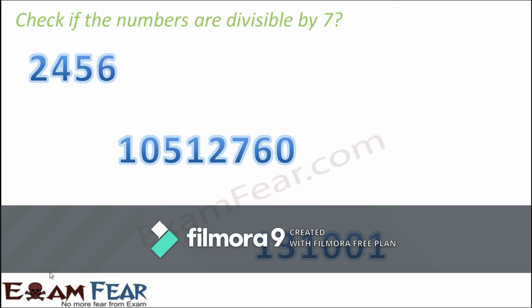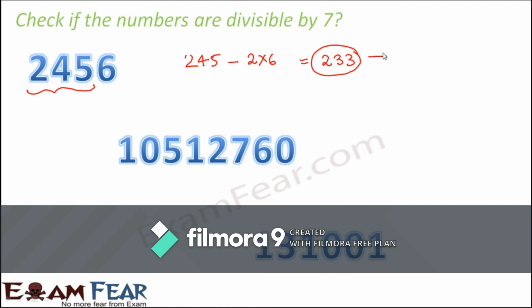So let us quickly look at these numbers and check if they are divisible by 7. 2, 4, 5, 6. So rest of the numbers except the last digit, that is 245 minus twice the last digit, that is 2 into 6. So this would be equal to 233. But this is also a big number to decide whether it is divisible by 7 or not. So we will repeat the process.